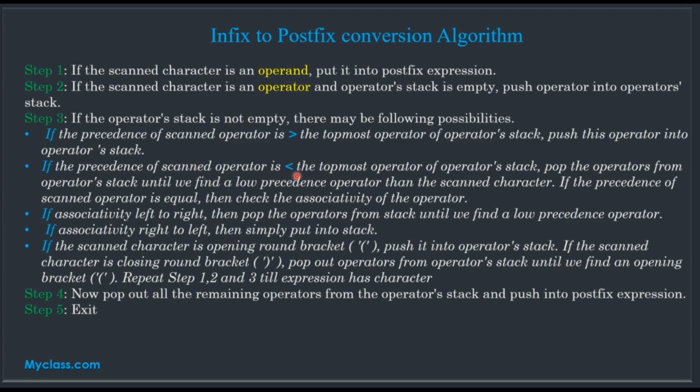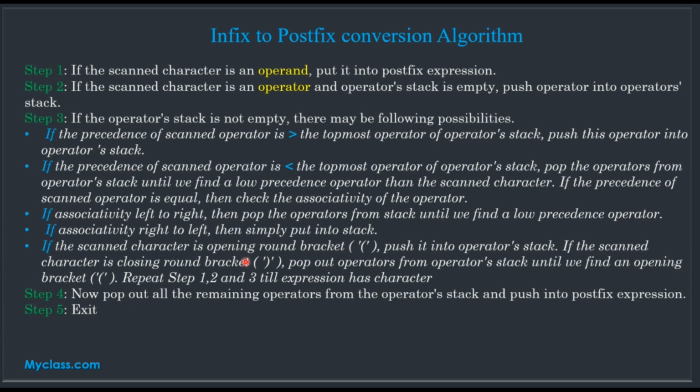If the scanned operator's precedence is less than the topmost operator's precedence, then pop the operators from the operator stack until we find an operator with lower precedence than the scanned character. Now just focus on this concept. If the precedence of the scanned operator is equal, then check the associativity of that operator. If the associativity is left to right, then pop that operator from the stack until we find a lower precedence operator. If the associativity is right to left, then simply put it into the stack.